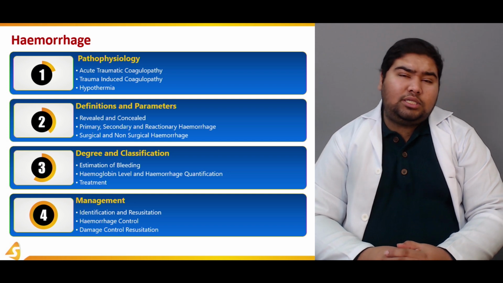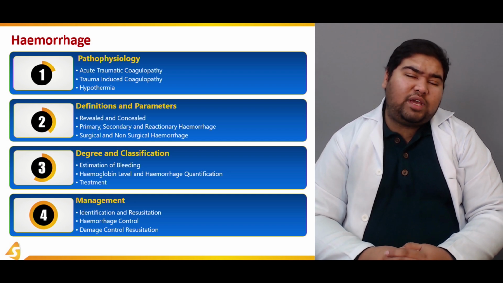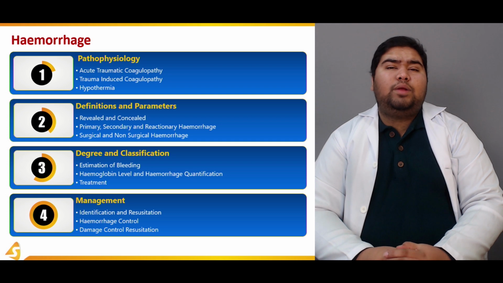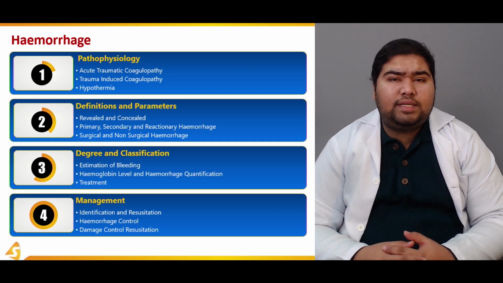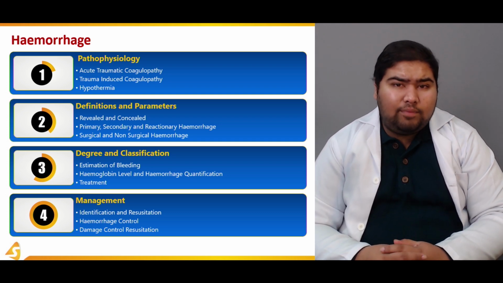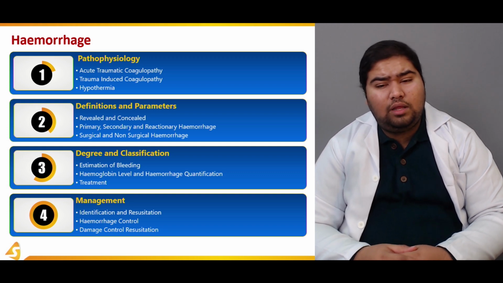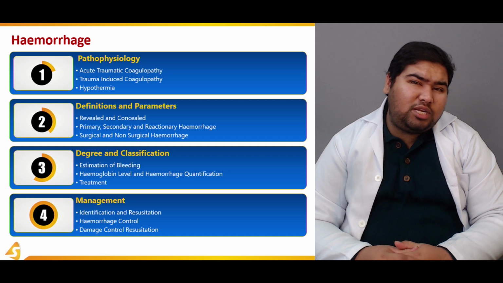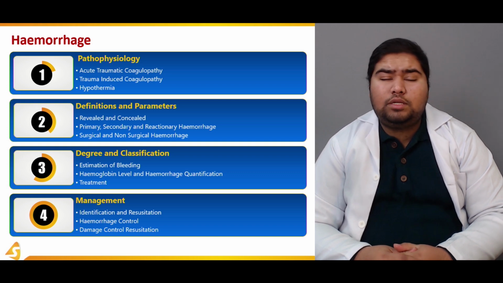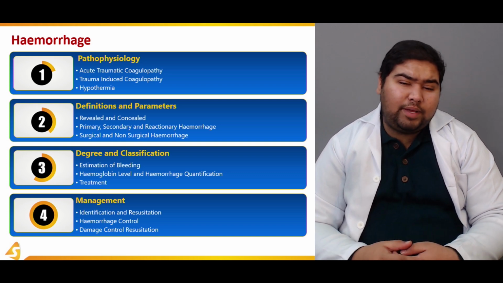In the third section, we'll deal with the degree and classification of hemorrhage. We'll classify hemorrhage based upon the percentage of blood loss. We'll see the management of hemorrhage based upon this classification, and we'll talk about the treatment of the hemorrhage once it occurs in a patient.